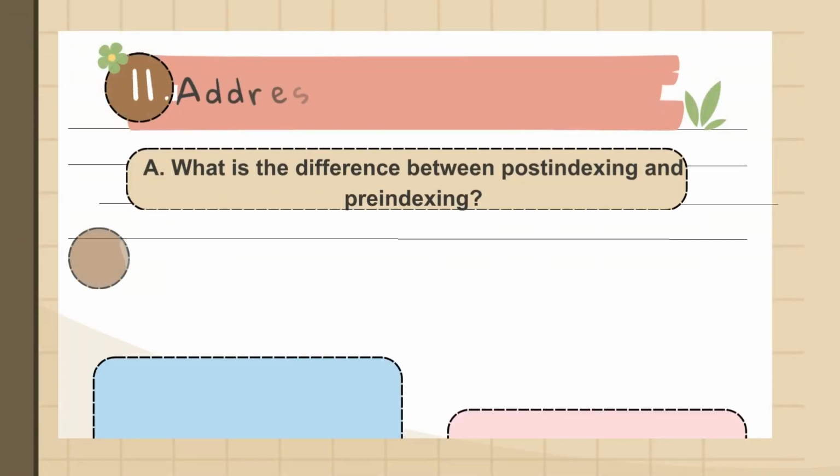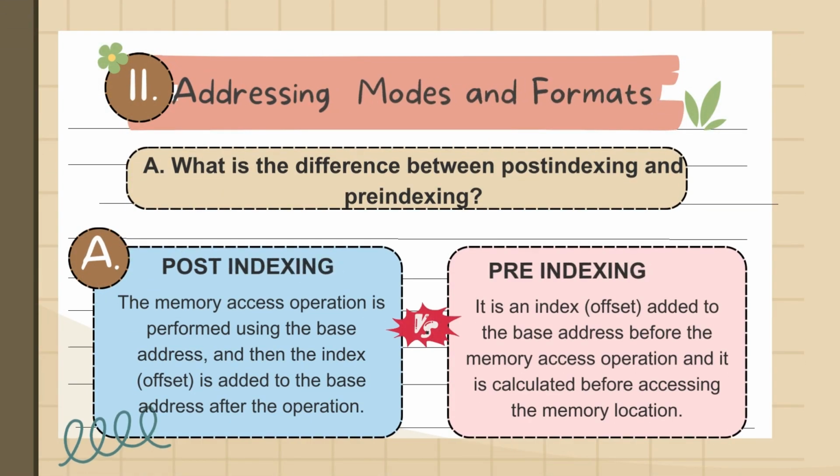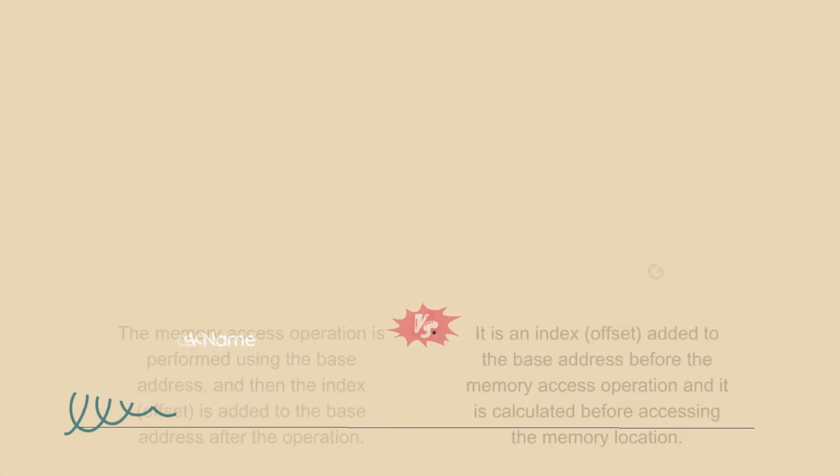Number 2. Addressing modes and formats. A. What is the difference between post-indexing and pre-indexing? The difference between post and pre-indexing is, post-indexing is performed using the base address after the operation, and then the index is added to the base address, while pre-indexing is where an index is added to the base address before the memory access operation.